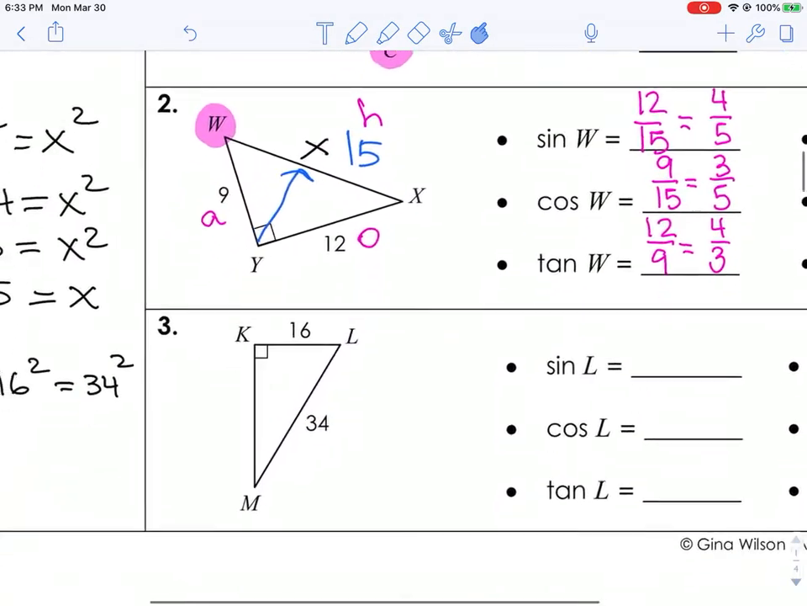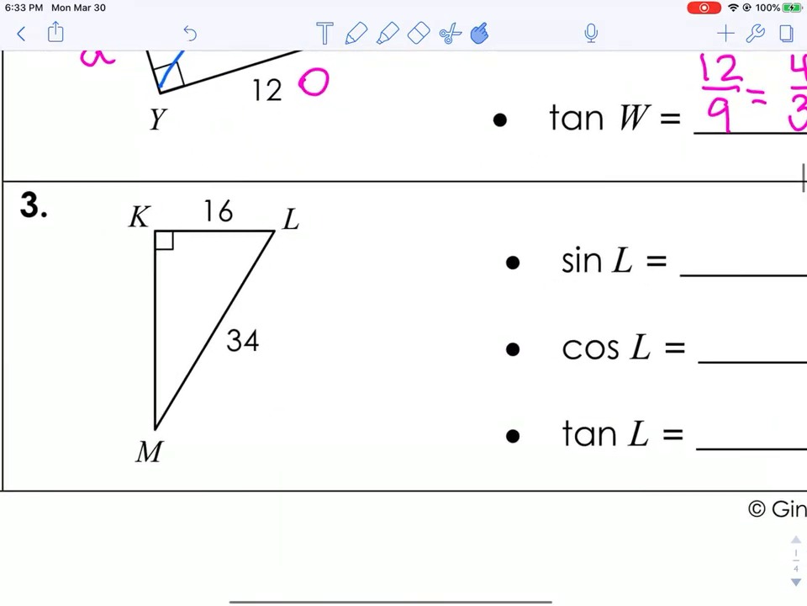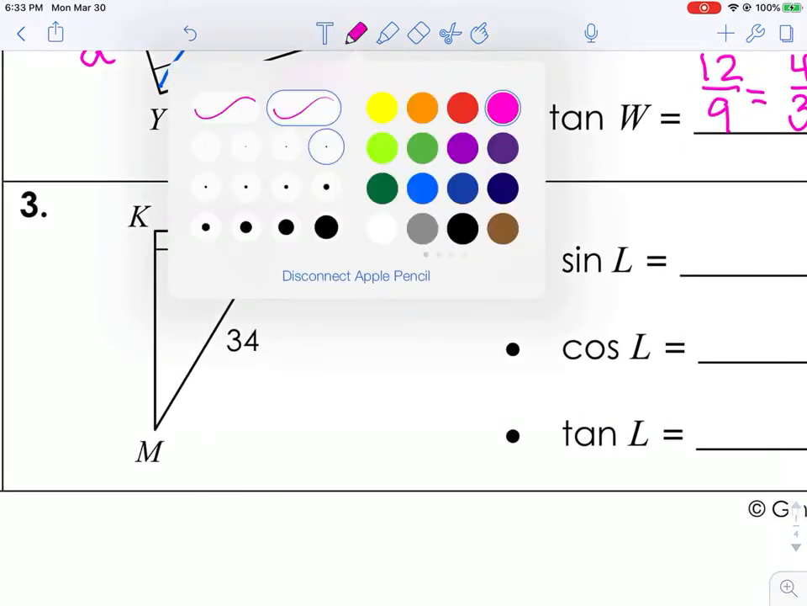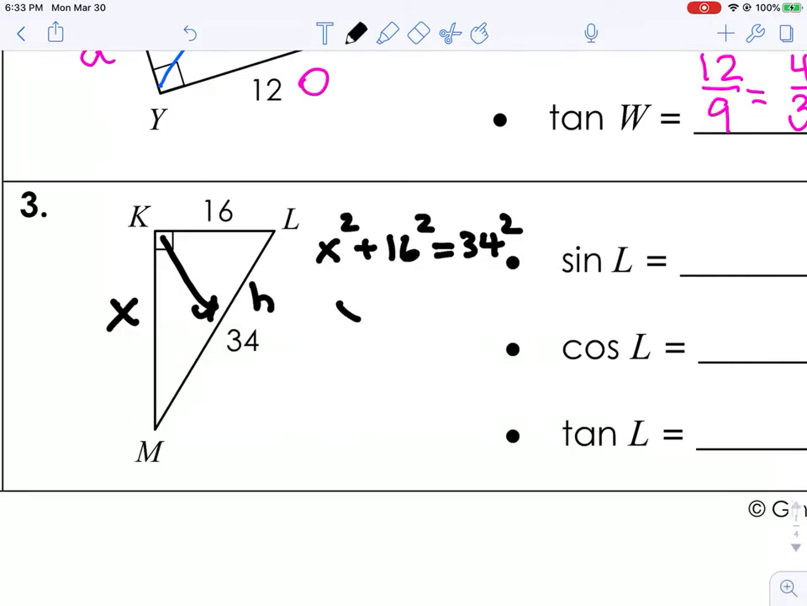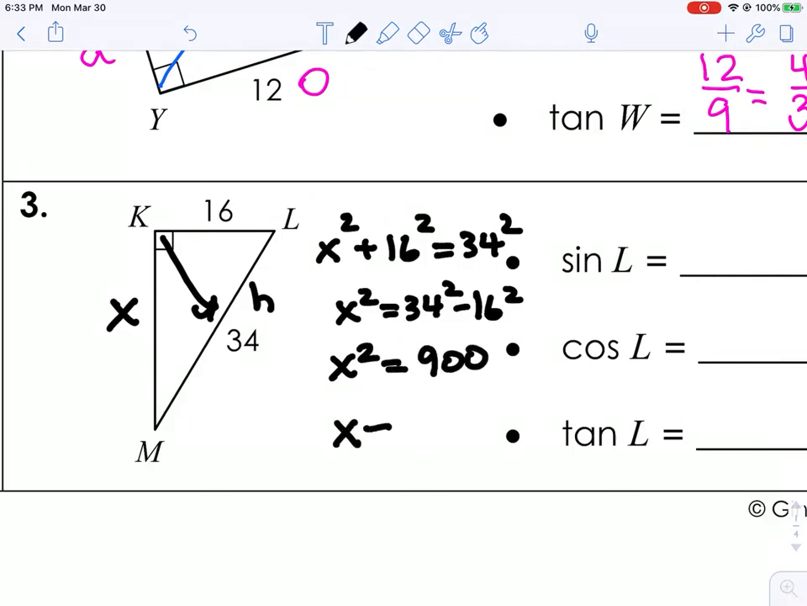Okay, I'm going to do one example here. And you take notice that we are missing a side. So we're missing side KM. So here's our hypotenuse. So we're trying to find a side and not a hypotenuse. Use Pythagorean theorem. Take the square root, and now you have your side length.